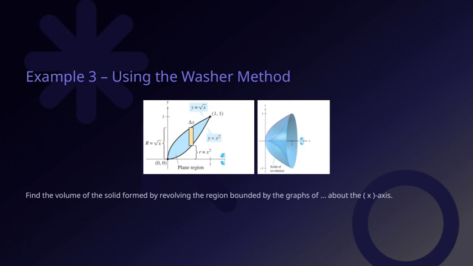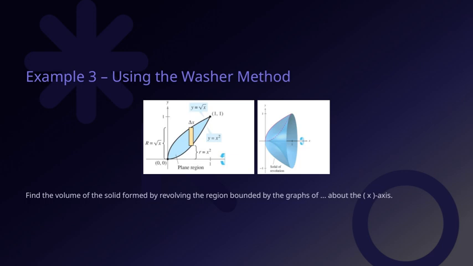The key idea here is to think of the volume as being made up of many thin washers stacked along the axis of revolution. Each washer has an outer radius and an inner radius, which correspond to the distances from the axis to the outer and inner boundaries of our region. By integrating the areas of these washers from the starting to the ending point of our region, we can find the total volume of the solid.